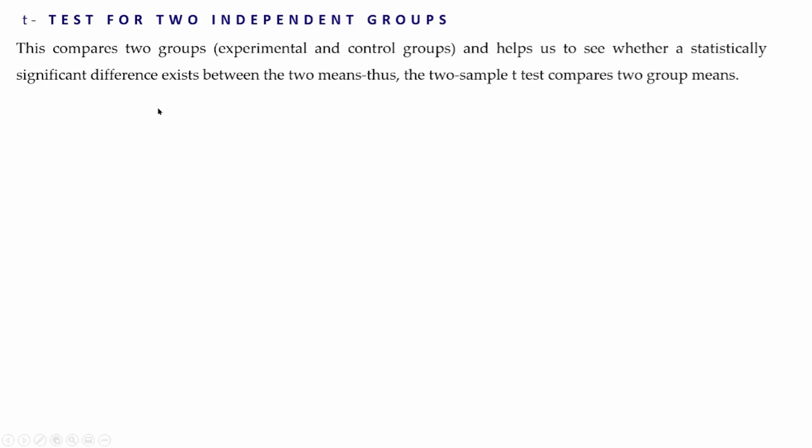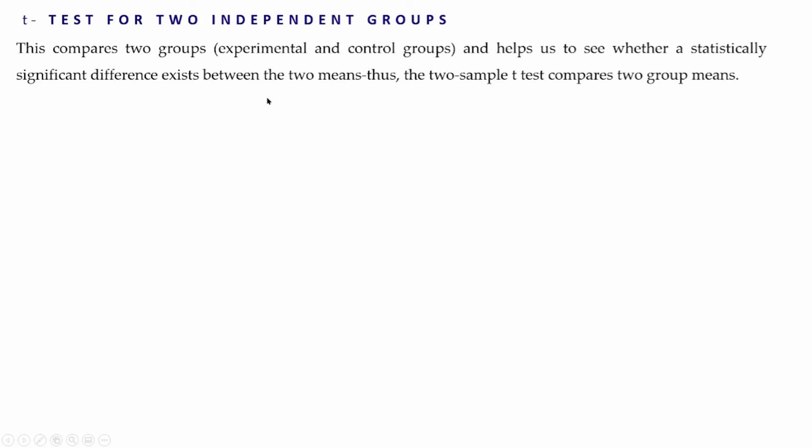Now we have the next type of t-test, which is the t-test for two independent groups. This test compares two groups and helps us see whether a statistical significance exists between the two means. Those two groups can be considered as the experimental group and the control group. The experimental group receives treatment and the control group does not receive any treatment. The treatment can be any study.